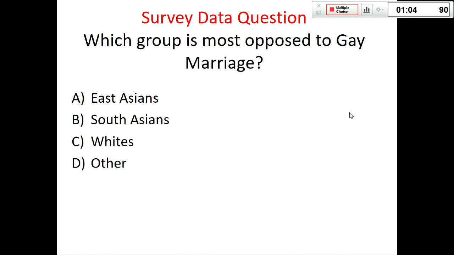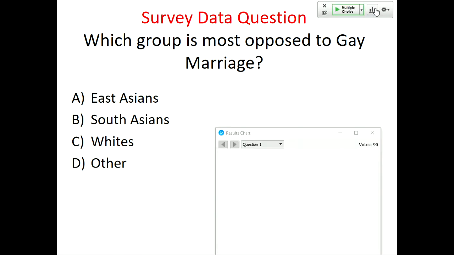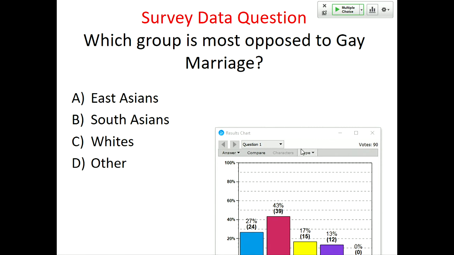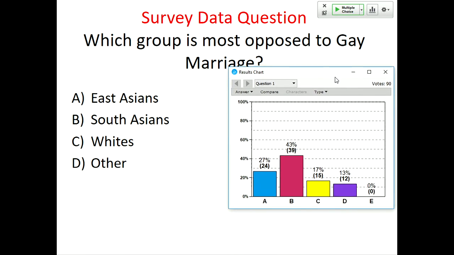We'll stop it. Here we'll stop it. And let's see what you chose here. So you thought South Asians would be most opposed, the Indians, maybe because of the Muslim, because Pakistanis are Muslim. I'm not sure why. A lot of Indonesians are Muslim. Maybe that's why you thought that. Anyway, let's look at the results here and see if you're right or wrong.